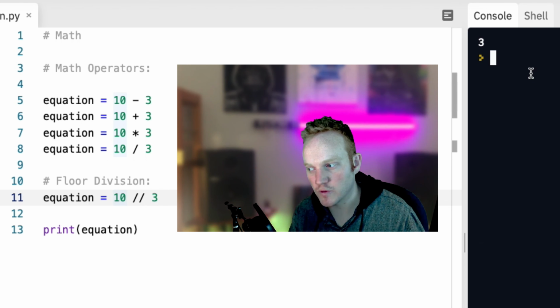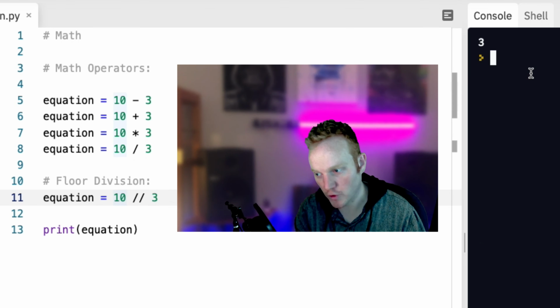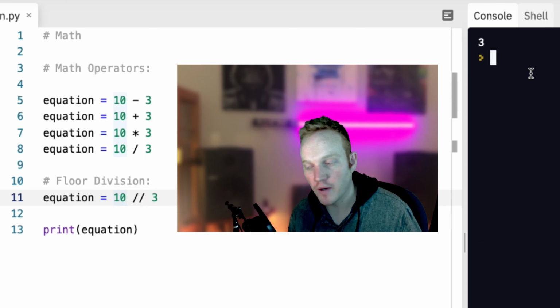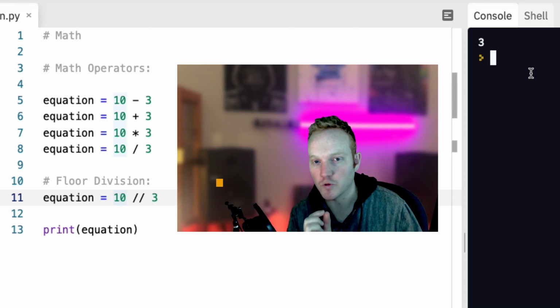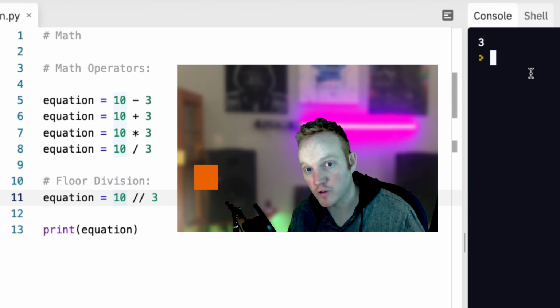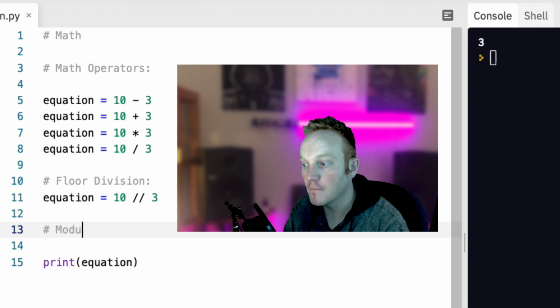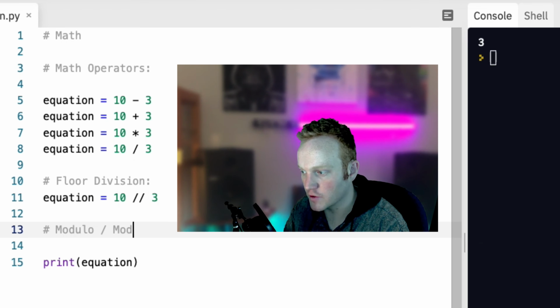If I'm trying to tell my snowball to go across my screen, I need to tell it how many pixels to go and how fast. But I can't have half a pixel. I can't have a quarter of a pixel. I need to do a full pixel. So when I'm doing animation, I'll use floor division all the time to make sure I have an integer amount of pixels. The next one I'll mention is modulo, also called modulus.